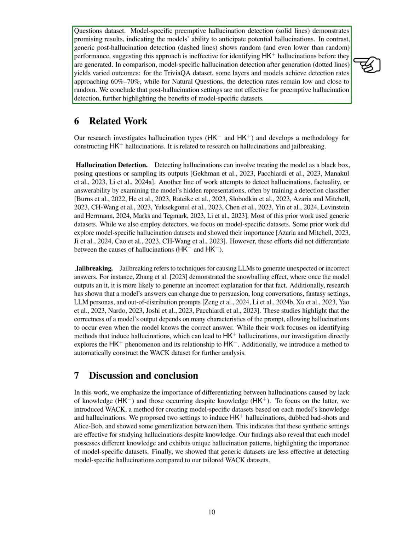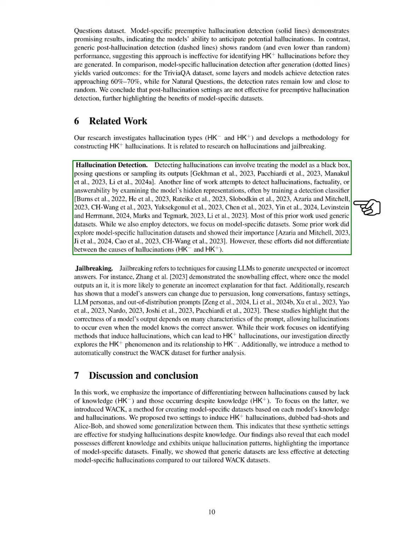Section: Hallucination Detection. In this section, we discuss hallucination detection. We can detect hallucinations by treating the model as a black box, asking questions, or sampling its outputs. Another approach involves examining the model's hidden representations by training a detection classifier. While much of the previous work used general datasets, we focus on model-specific datasets. Some earlier studies did look at model-specific hallucination datasets and highlighted their significance, but they did not distinguish between the different causes of hallucinations.